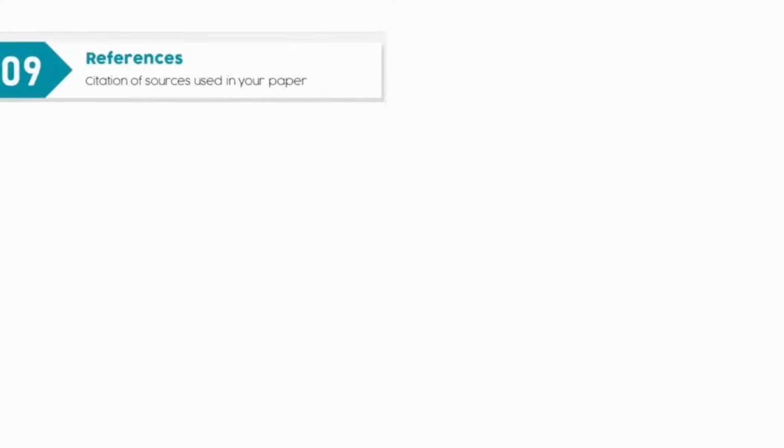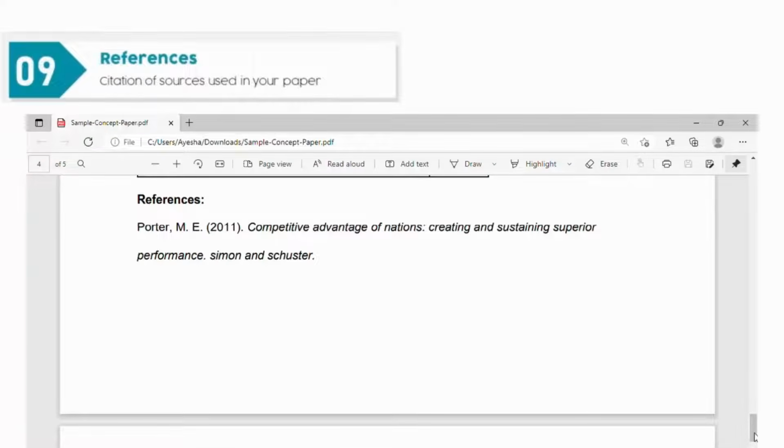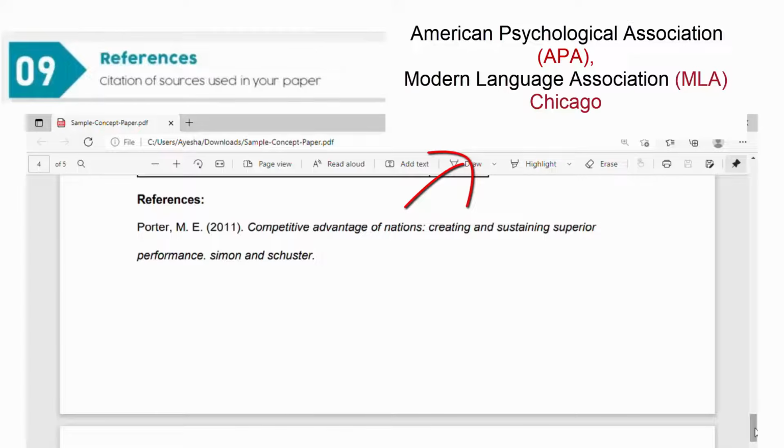9. References. Ensure that you will give credit to all the authors of the sources you used in your paper. Depending on your area of study or the instructions of your professor, you may need to use a certain style of citation.